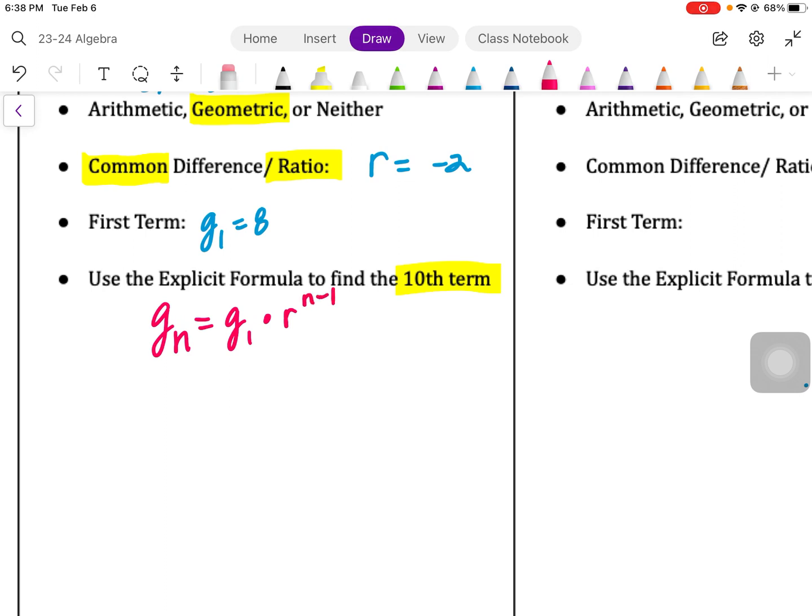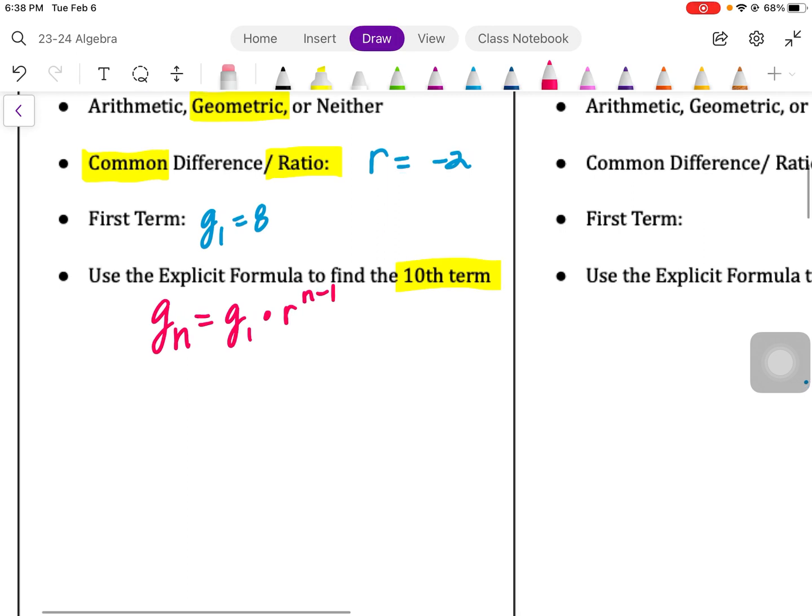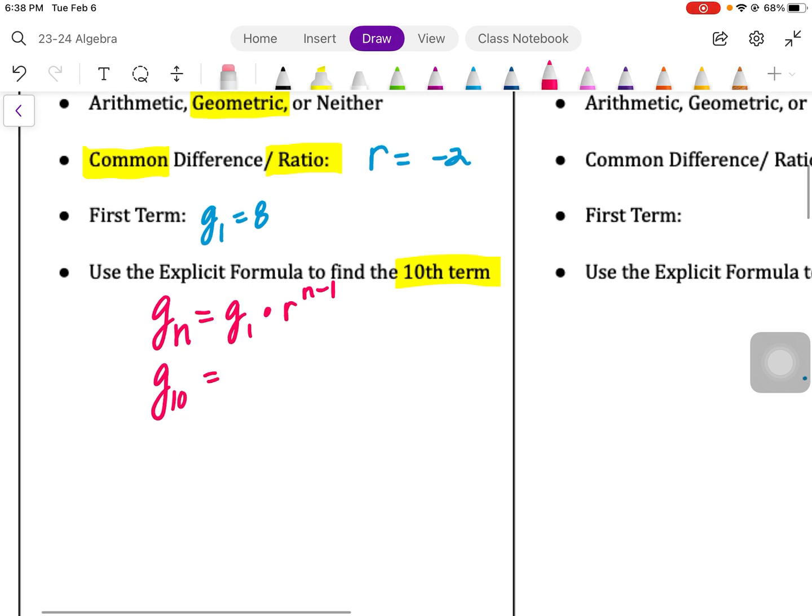And then what we're going to do is just plug in what we know. So using this formula, first of all, if I'm going to find the 10th term, then the number 10 gets plugged in anywhere that you see n. So we're going to say g sub 10 equals 8 times our common ratio, which is -2 to the 10 minus 1.